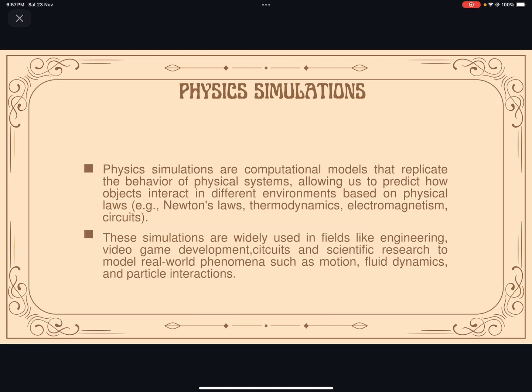Now let's start with the first Gaussian elimination application, which is physics simulations. Physics simulations are computational models that replicate the behavior of physics systems, allowing us to predict how objects interact in different environments based on physical laws, such as Newton's laws, thermodynamics, and electromagnetism circuits. And these simulations are widely used in fields like engineering, video games development, circuits, and scientific research to model real-world phenomena such as motion, fluid dynamics, and particle interactions.